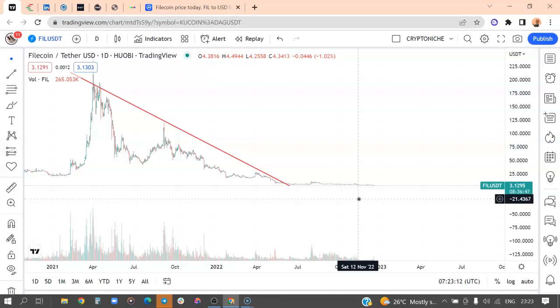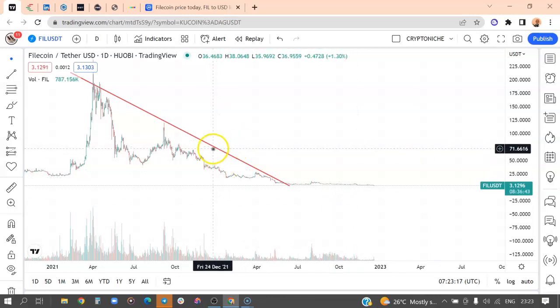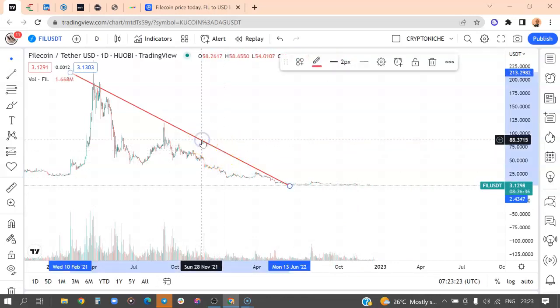So we're ready for this. It's been on a downward trend, even on the daily time frame. But let's zoom in on this.